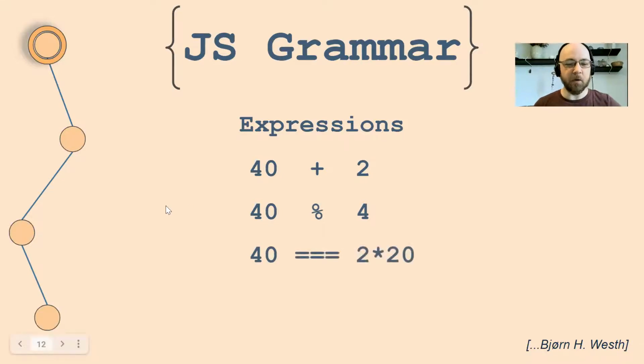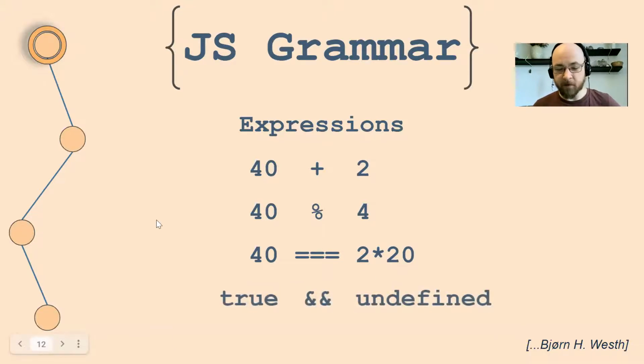Okay, so 40 compared to 2 times 20. Is that an expression? 3, 2, 1. Yes, it is. Because you can console log it, and it will evaluate true, right? Because it's the same number. Okay. True and undefined. If you console log that, will it result in a value? 3, 2, 1.